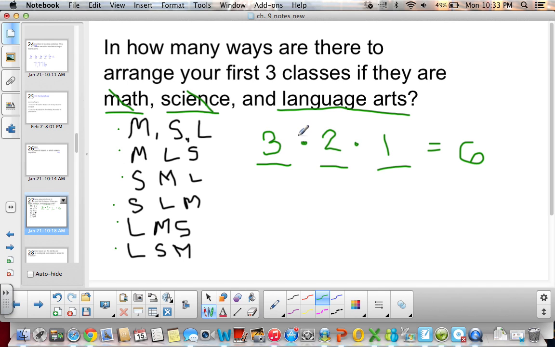So for a permutation, the very first thing you do is figure out how many different objects we have that we are putting in order. And then we have to think of how many options we have for each object or for each arrangement. So let's look at another example.